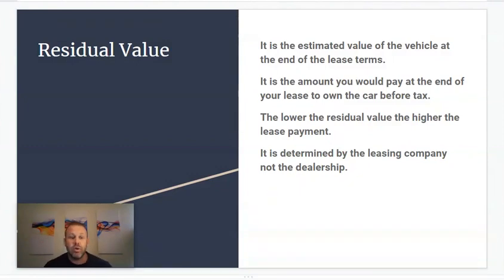So the dealer has no control over this. This comes from the leasing company. So it really would be the same regardless of which dealership you choose. So it doesn't matter which dealer you go with, the residual value for the same car coming from the same leasing company should be the same across the board.